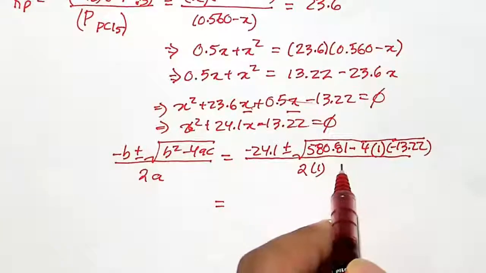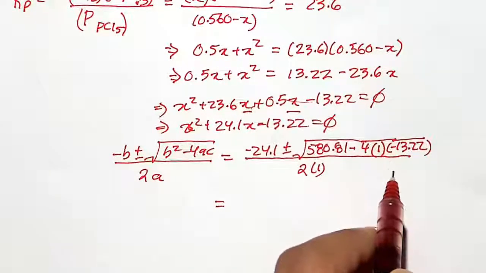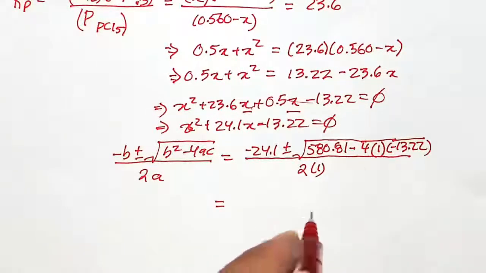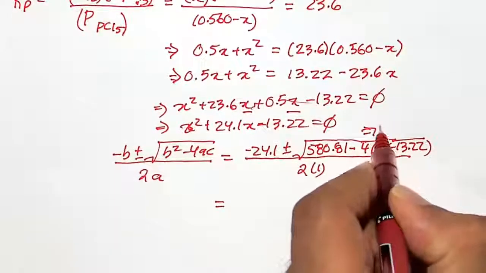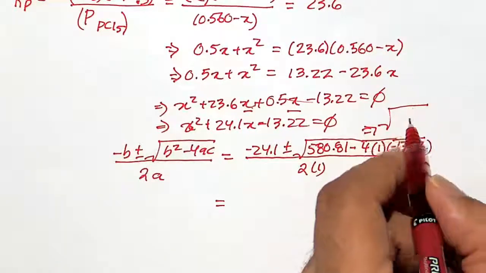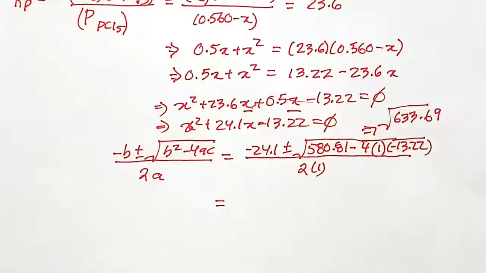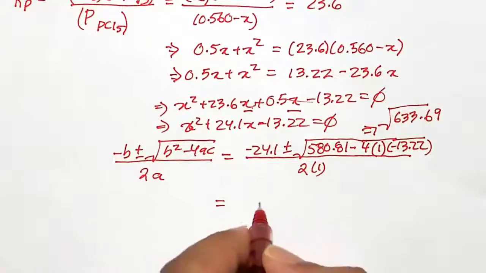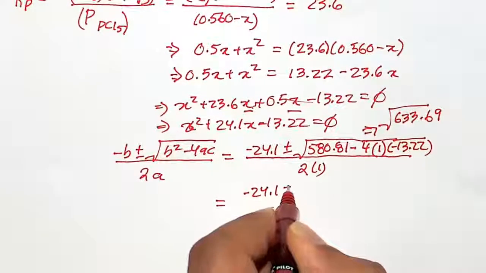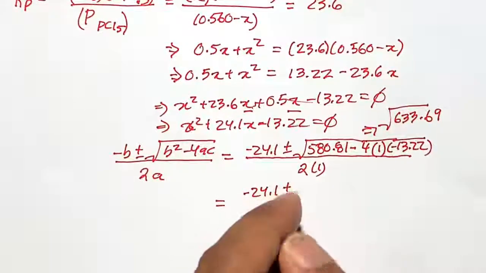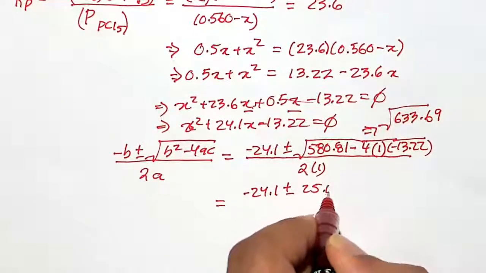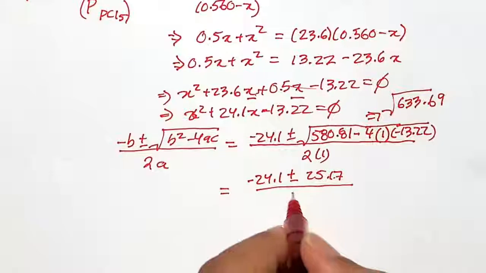This becomes 580.81 plus 4 times 13.22. The term underneath the square root is going to be the square root of 633.69. Take the square root of that: 25.17. So I have 24.1 plus or minus 25.17, carrying an extra digit there, divided by 2.